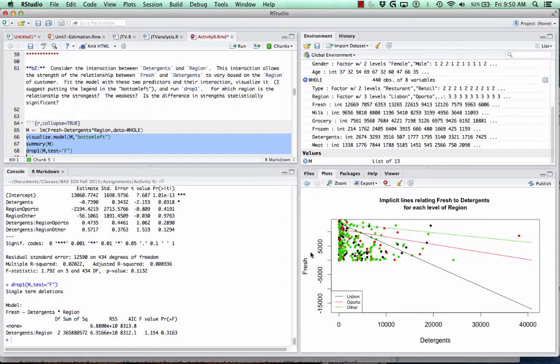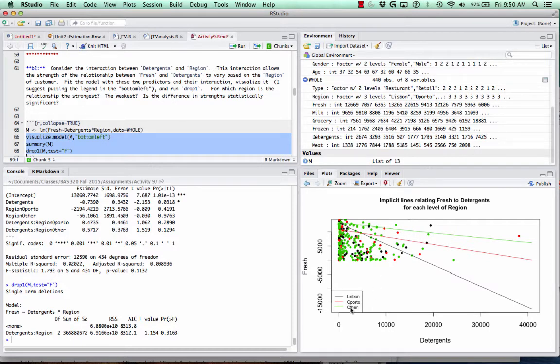Alright, so here's the relationship between Fresh and detergents for the 3 different region types, and we do see that there's a noticeable difference in strengths here. Without the interaction, we assume that the strength of the relationship is the same for each region, so all 3 of these lines are parallel. By adding in that interaction we've added flexibility, allowing the strengths to potentially be different. And so what we see is that the weakest relationship is with the green line.